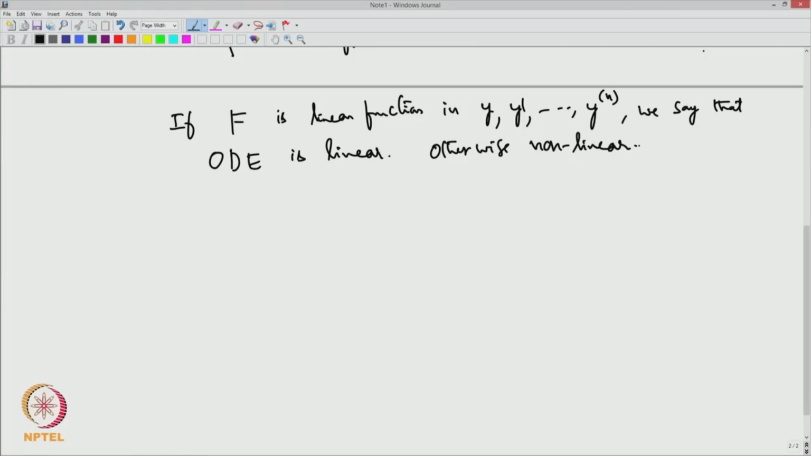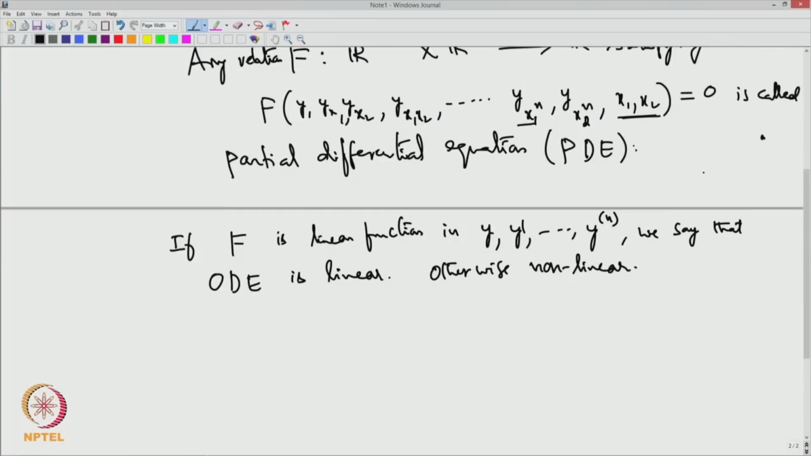Same thing with the PDE. All its dependent variables, y_x1, that means del y by del x1, del y by del x2, del square y by del x1 del x2, all these derivatives should stay in the equation as they are, not their squares, not any powers. Then it is a linear PDE.